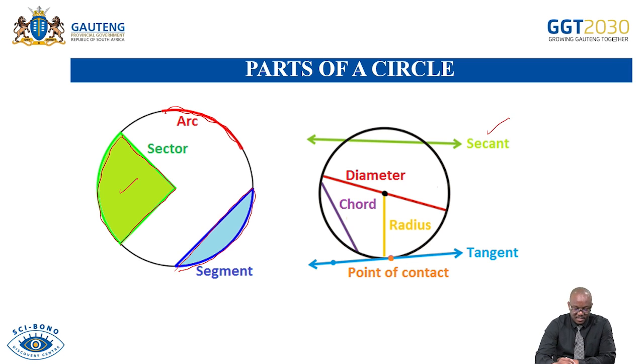The secant, remember, is a line that is cutting the circle two times. And we also have a diameter. A diameter is a chord as well, but it passes through the center. And we have a chord. A chord is a line that is touching the circle two times. We also have what we call a radius, from the center of the circle to the circumference, and we also have a tangent. Remember, a tangent is a line that is touching the circle at one point. Correct. So now those are the parts of a circle.